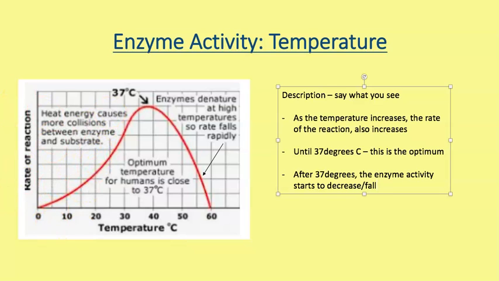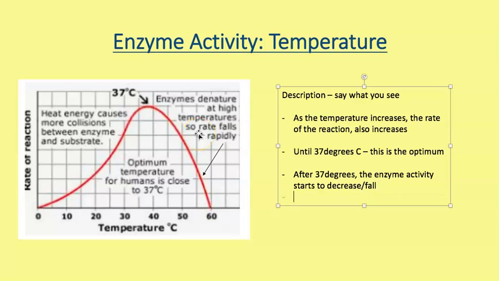So the reason this is happening in the first part of the graph is because more heat energy causes more collisions between the enzyme and the substrate. So this links to chemistry. If there's more collisions in a certain amount of time, then the rate of the reaction, the enzyme activity, will be higher, until it reaches the optimum. After the optimum, the enzymes will denature.